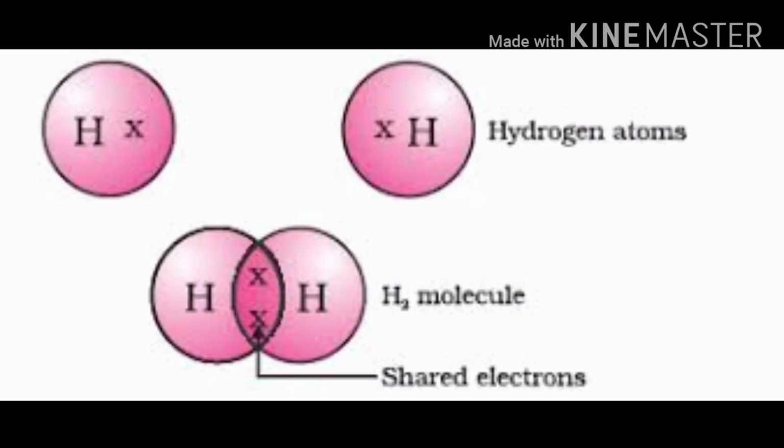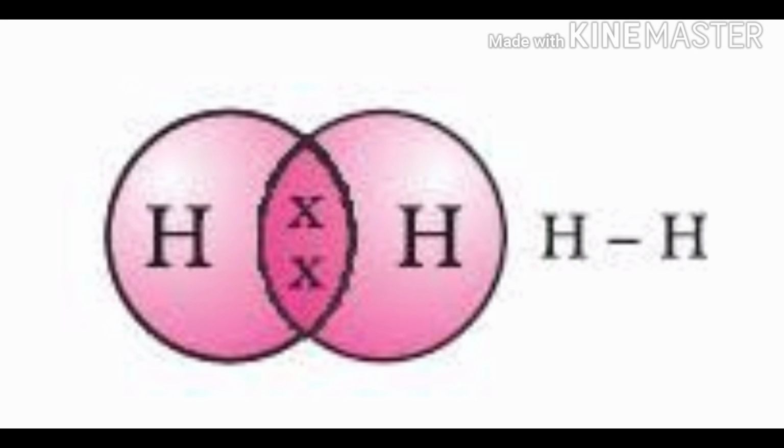This figure represents the formation of a hydrogen molecule. In this figure, valence electrons are represented as crosses. We can represent them as dots also. So, each hydrogen atom has 1 electron in its valence shell, and they share their electrons to form a molecule of hydrogen. When one pair of electrons is shared, the resulting covalent bond is said to be a single bond, and it is represented by a single line between the two atoms.